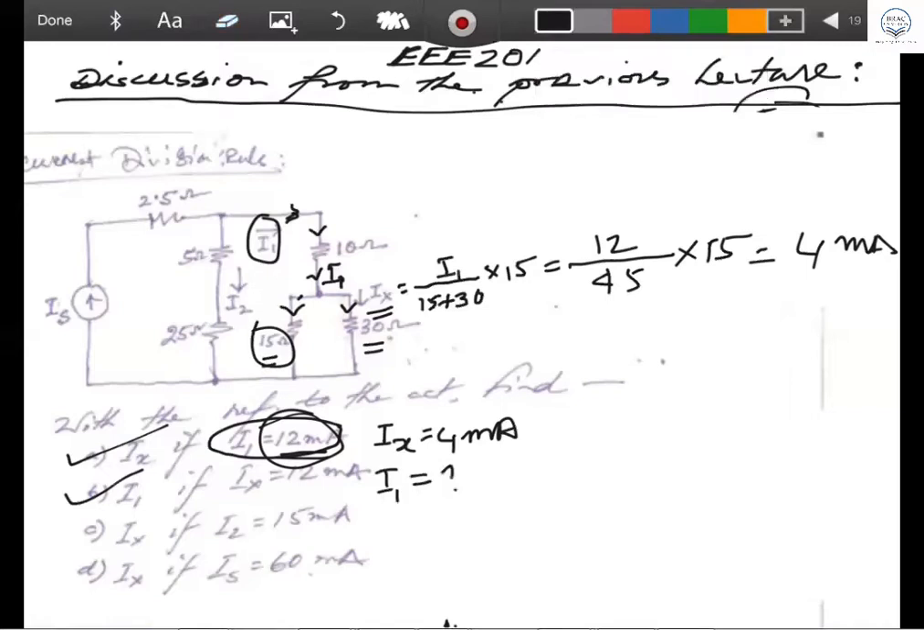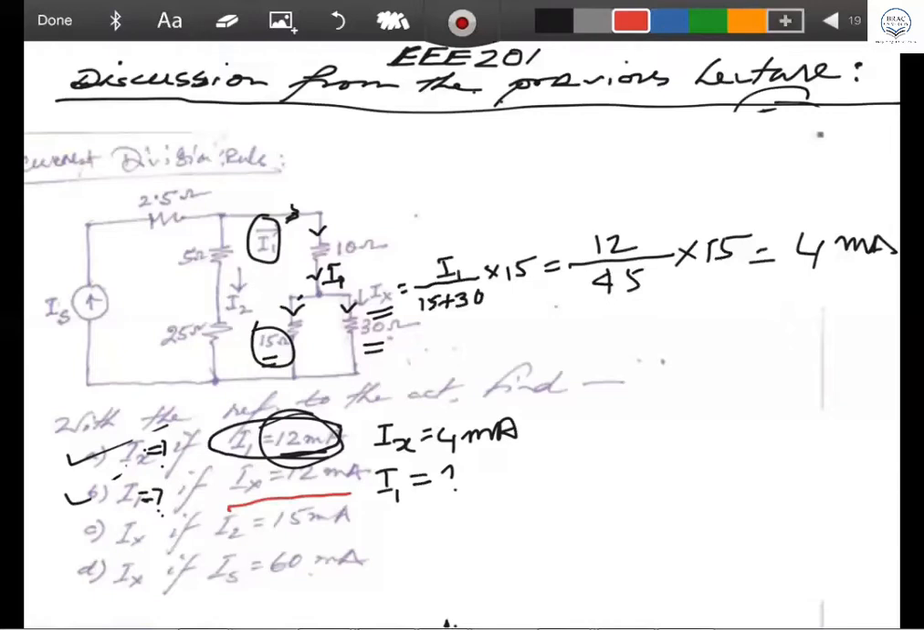I1 equal to what? Last time, Ix was equal to what? This last problem, we found Ix. Now we have to find I1 if Ix is 12 milliampere. If Ix is 12 milliampere, then what is I1?